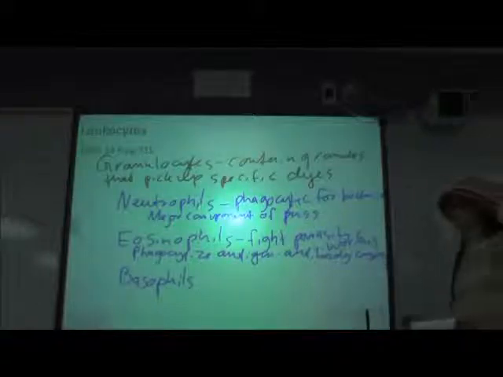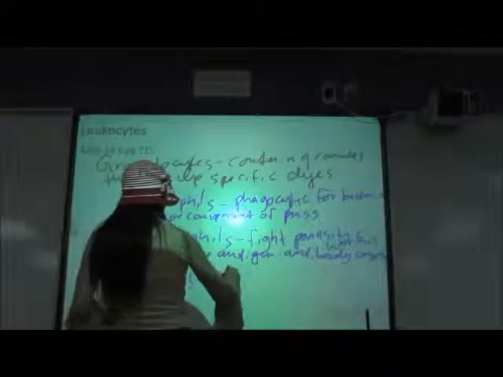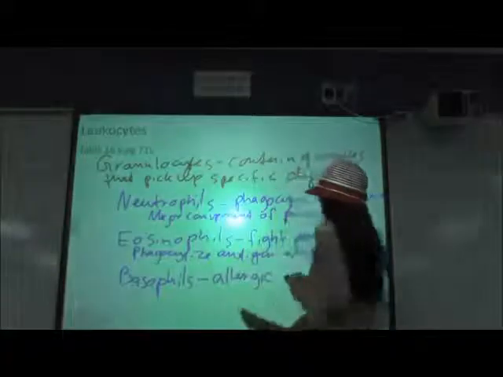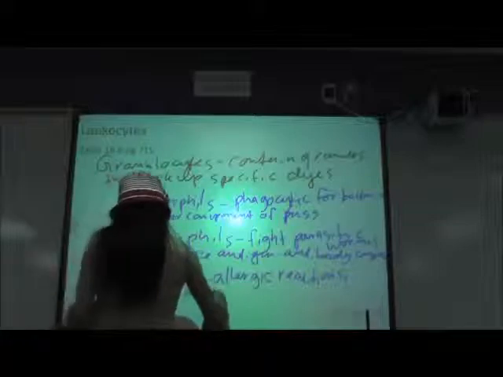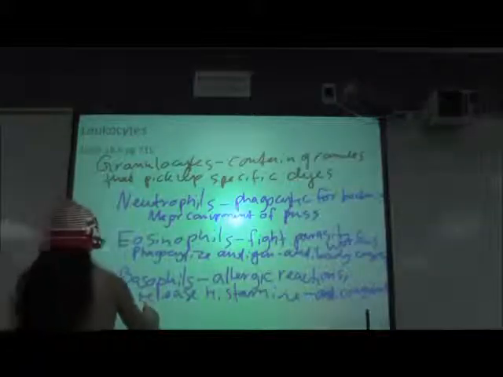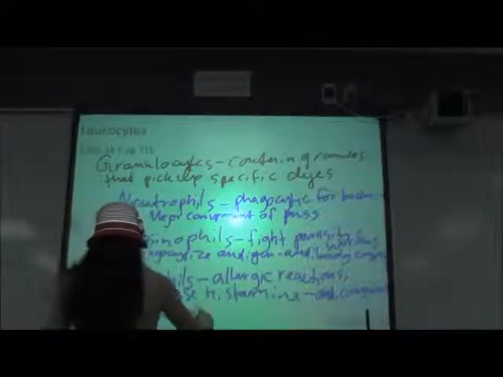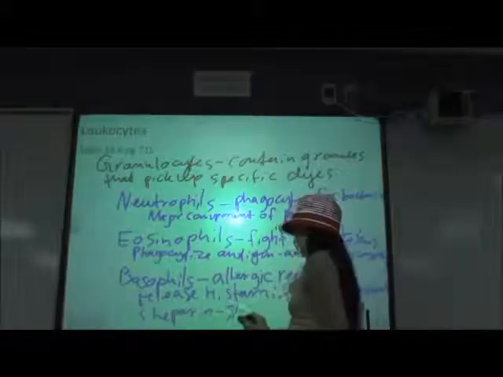Then the last type of granulocytes are the basophils. These release histamine and heparin, which are involved in the inflammatory response. So these are going to be involved in allergic reactions. So you'll have a lot of these around when you have an allergy. Heparin is going to slow clot formation as well.